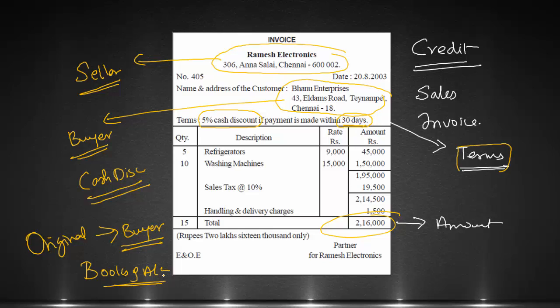Similarly, when the trader purchases goods on credit, he receives what is known as a credit bill from the supplier of goods. And what you have seen is the standard format of invoice. At the bottom here, what you notice, E and OE, is called errors and omissions expected. It means if there is going to be any error in the invoice, the same has to be adjusted.